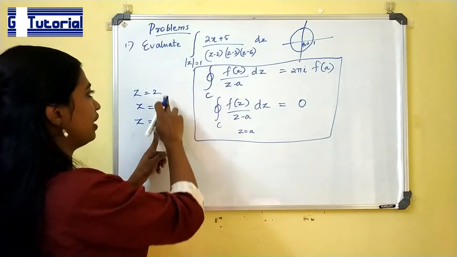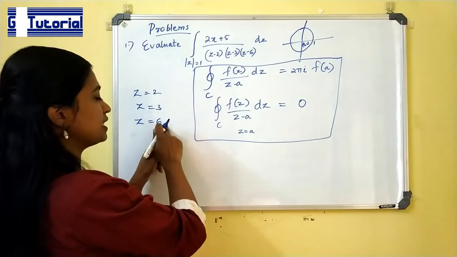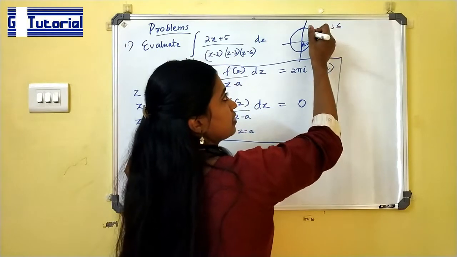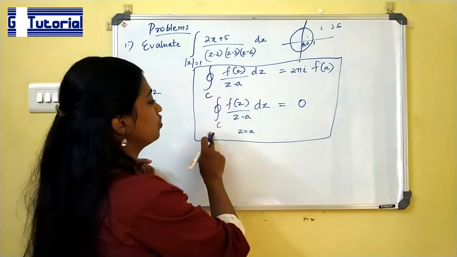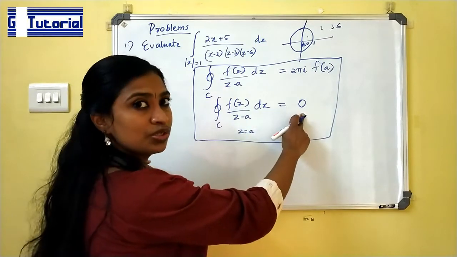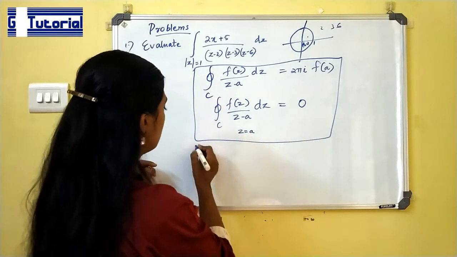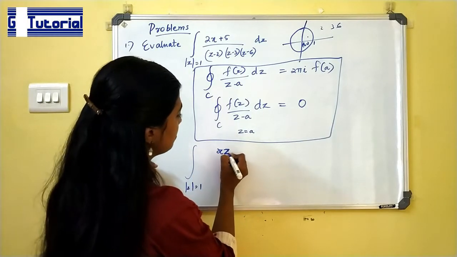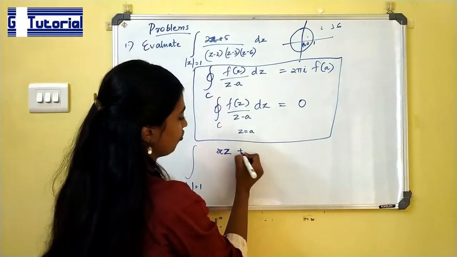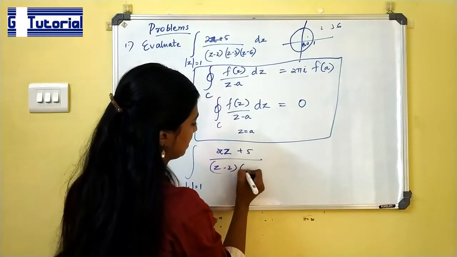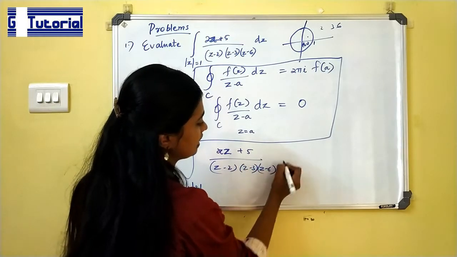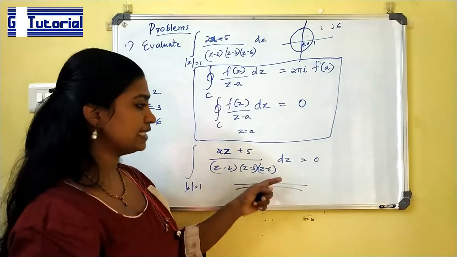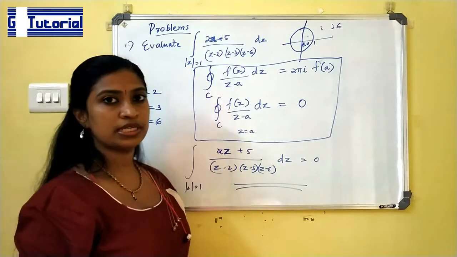Now we have to draw the poles 2, 3, 6 on this. 2, 3 and 6 are outside this unit circle, so the required integral evaluates to 0. So the integral over mod z = 1 of (2z + 5) / ((z - 2)(z - 3)(z - 6)) dz is equal to 0, since the poles lie outside the curve mod z = 1.